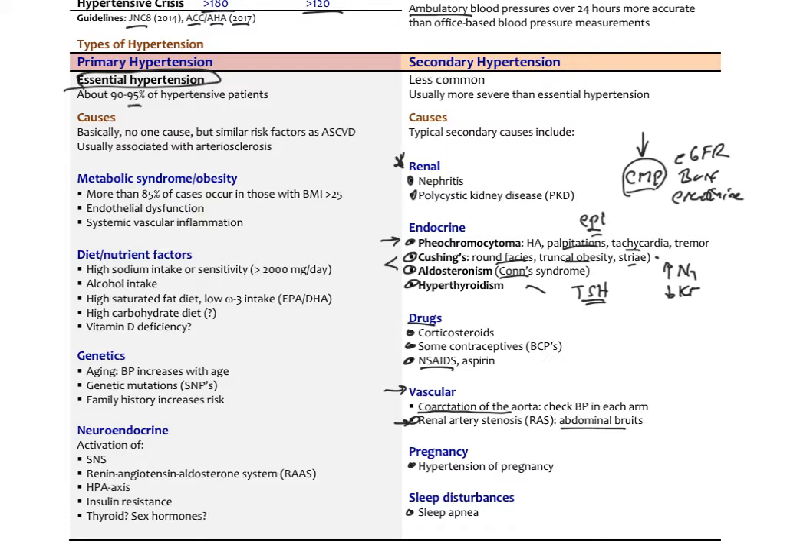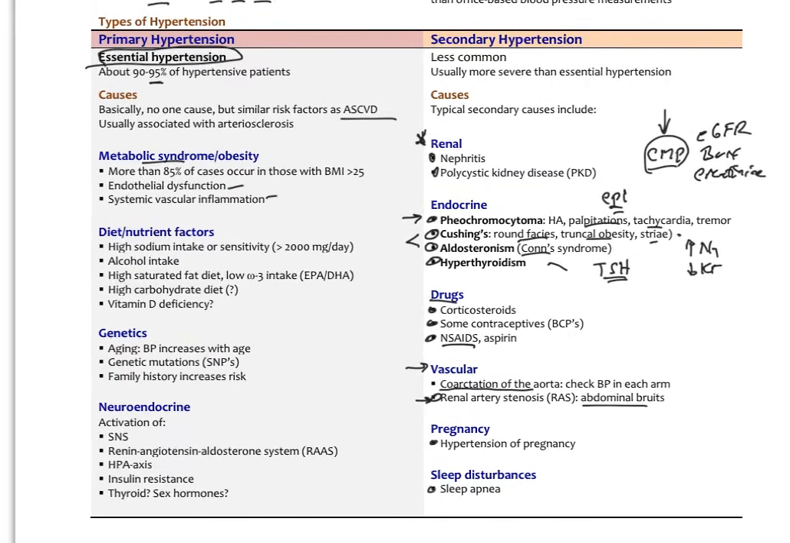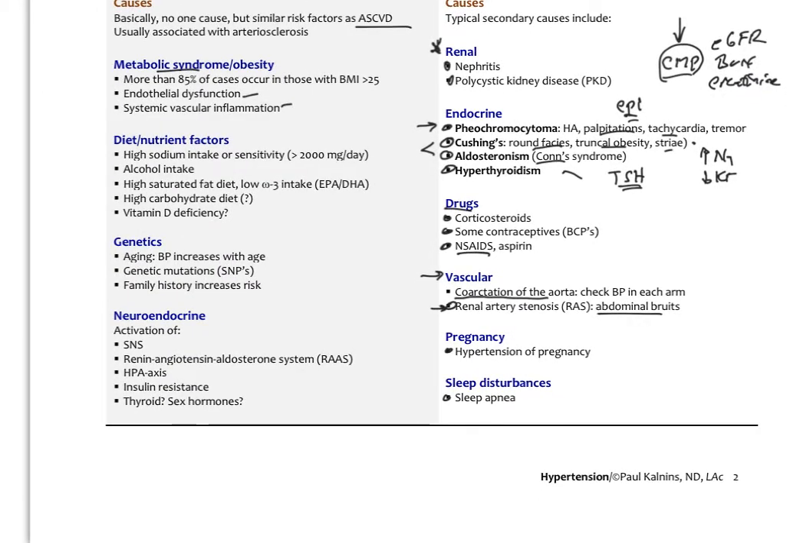It's usually multifactorial. And typically it's associated with increased ASCVD risk factors. So we went over those several videos back. So having metabolic syndrome, obesity, very common cause of hypertension. In fact, the definition of metabolic syndrome is you have to have hypertension as one of the criteria. Having endothelial dysfunction, systemic vascular inflammation, like we've talked about, with risks for atherosclerotic cardiovascular disease. Diet nutrient factors, so high sodium diets over 2,000 milligrams a day.